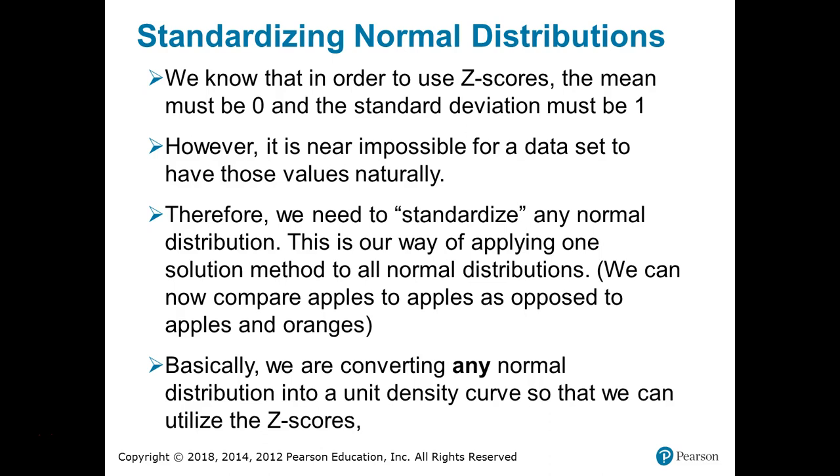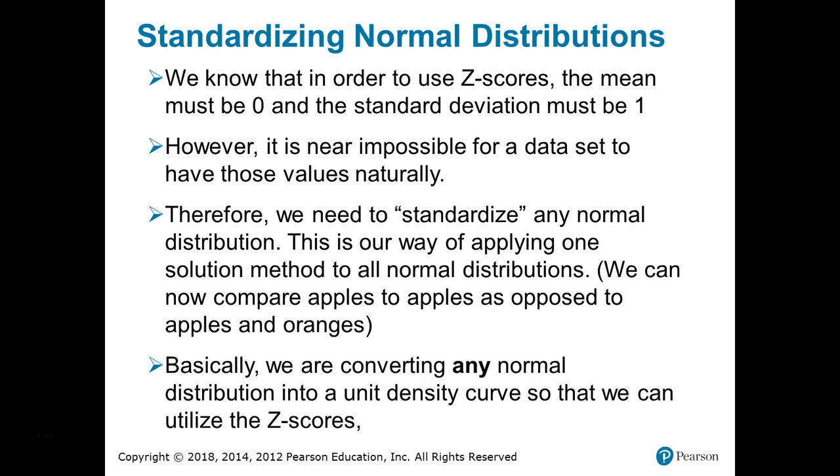So we know that in order to use the z-scores, the mean must be 0 and the standard deviation must be 1. However, you would never get that in real life, no matter what you're doing. So say your normal distribution is weights of babies or heights of males or wait times at a restaurant. No matter what it is, you're not going to get a mean of 0 and a standard deviation of 1. So therefore, we need to standardize any normal distribution. This is our way of applying one solution method to all normal distributions.